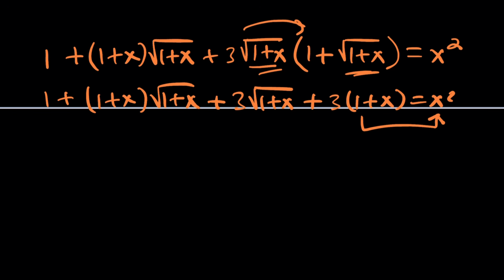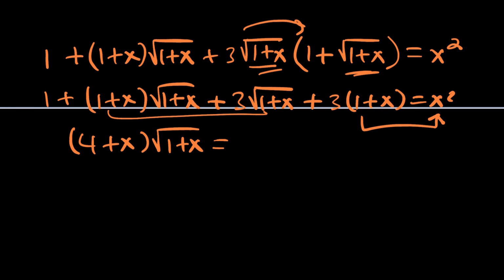And these two actually will have a common factor. So it's going to look like this. We're going to have 4 plus x times the square root of 1 plus x equals x squared minus 3x minus 3 minus 1. In other words, x squared minus 3x minus 4. Great. What's the next step?